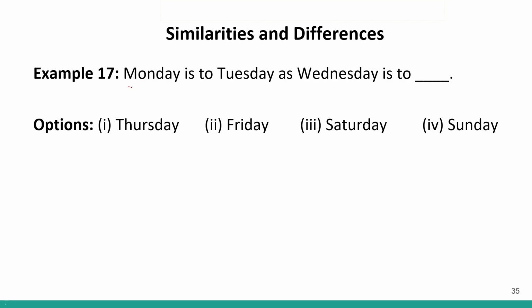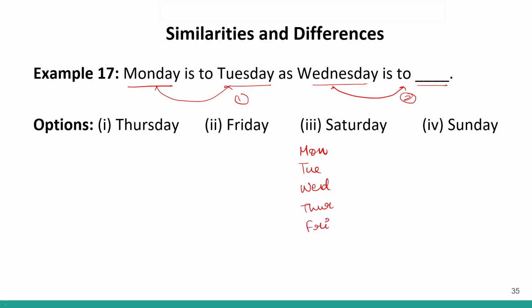Now, Monday is to Tuesday as Wednesday is to what? So this is the first pair and this is the second pair. If you look at the names of the days in a week, Monday, Tuesday, Wednesday, Thursday, Friday, Saturday, and then we get Sunday. So the logic is that Tuesday comes after Monday. Similarly, we have to find a day which comes after Wednesday. So after Wednesday, we have Thursday. So our answer will be option number 1, Thursday.